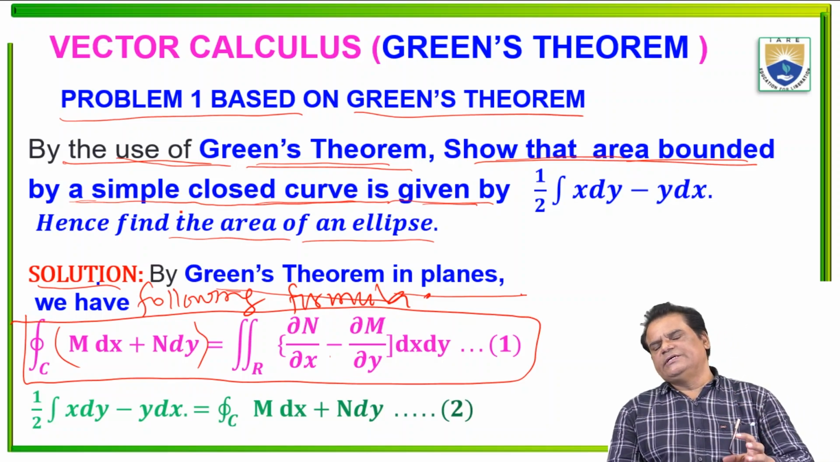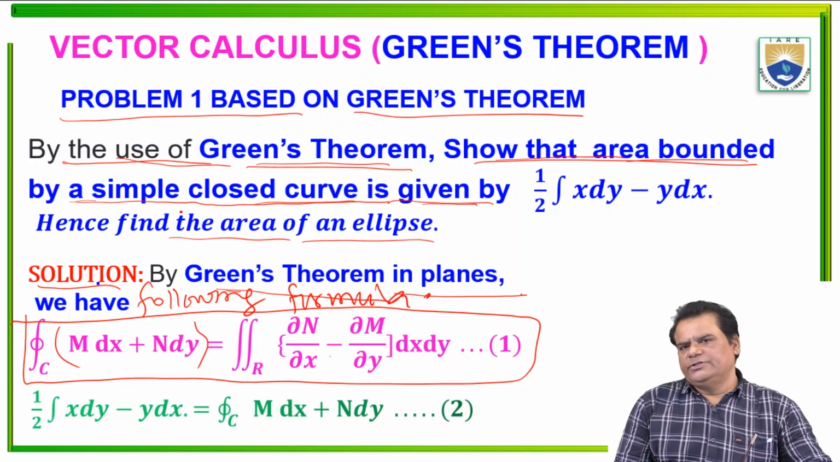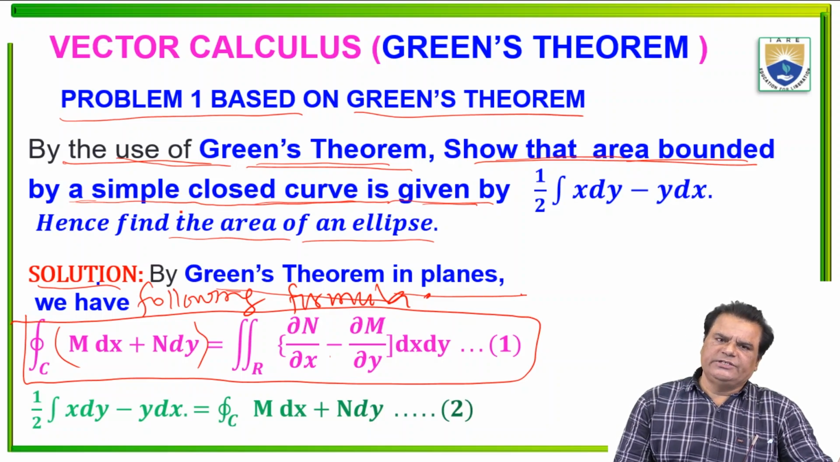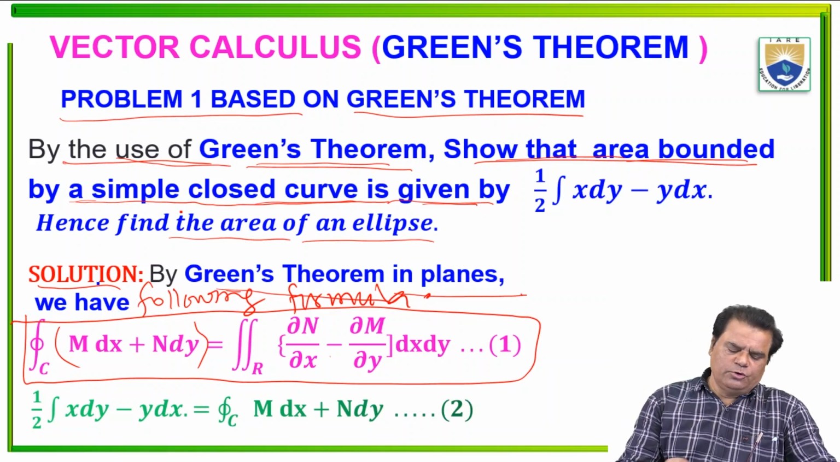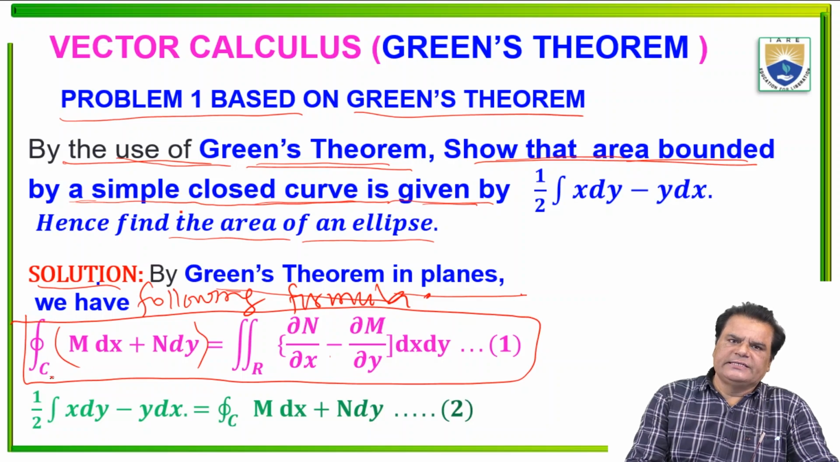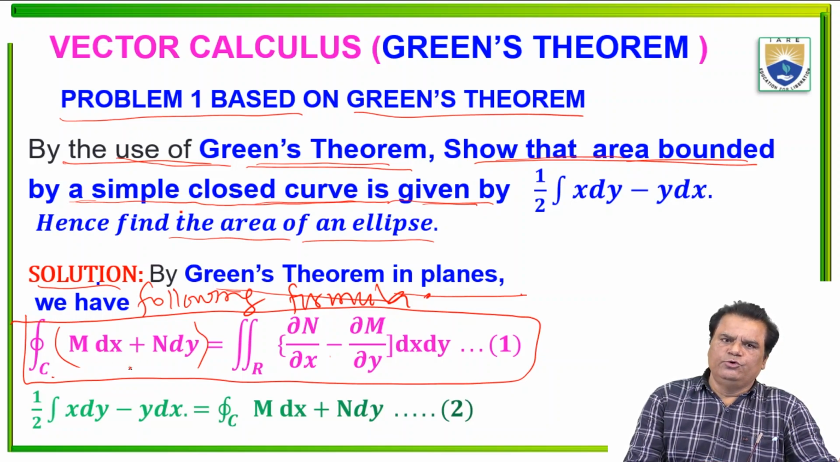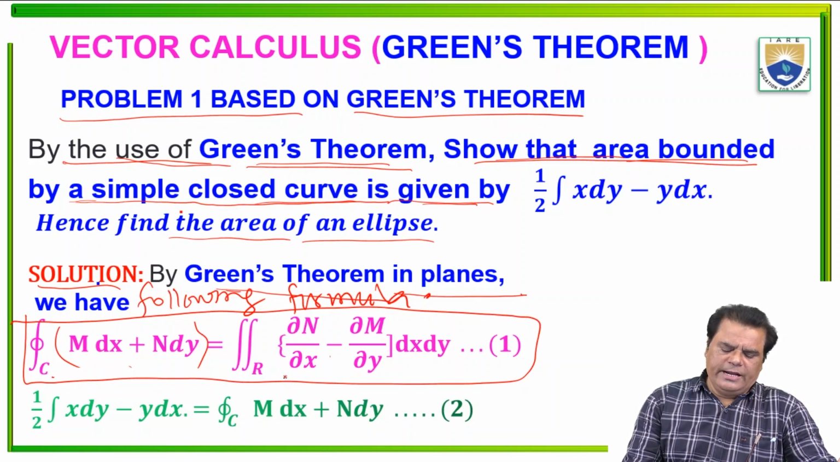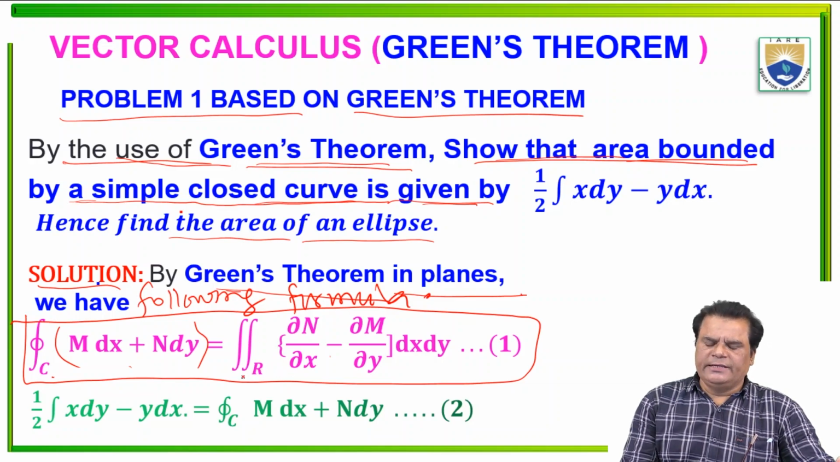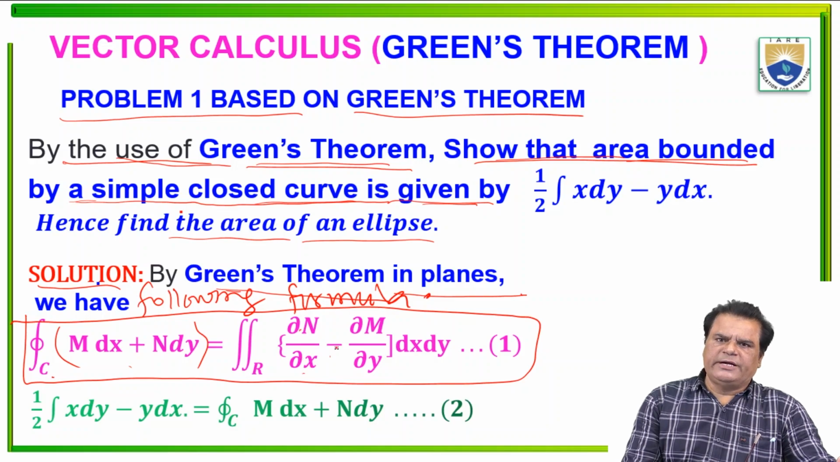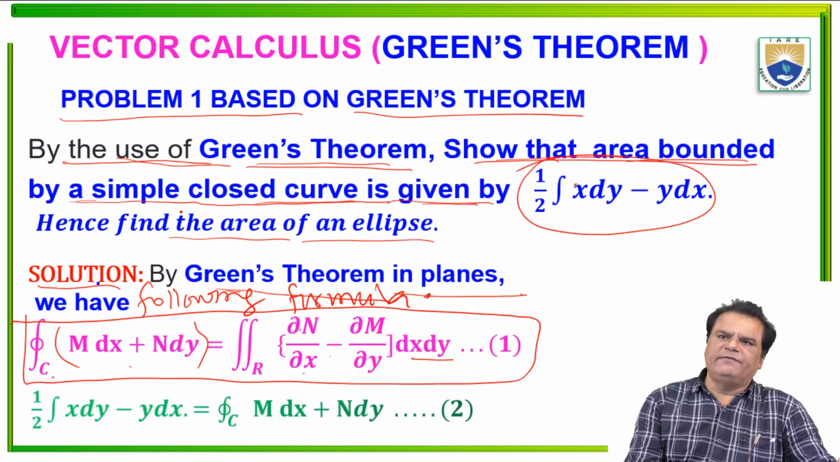This formula is known as the Cartesian form. On the left-hand side is the integral over any curve C of M dx plus N dy, a two-dimensional curve, and on the right is the double integral over R, any region, of dou N over dou x minus dou M over dou y, dx dy. Now we are given an integral and we want to find its value.